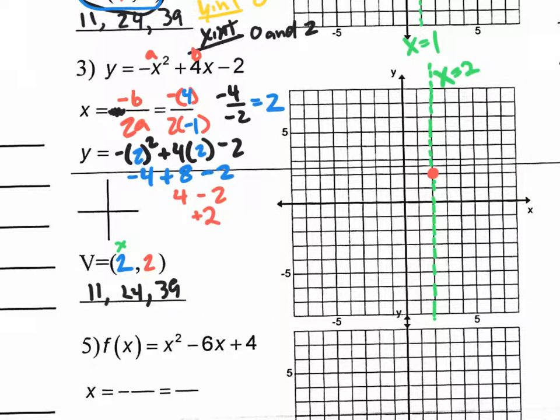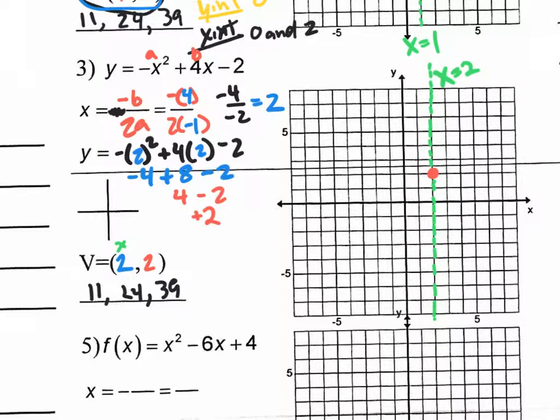Now we are on number 3, where the a value is negative 1. So the pattern is going to be the same: 1, 1, 2, 4, 3, 9. The only difference is that it's opening down, right? Remember that. If your a value is negative, it's going to open down.